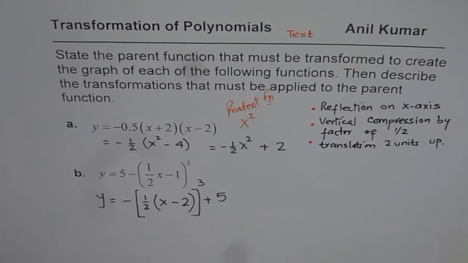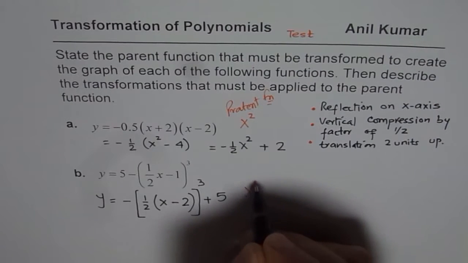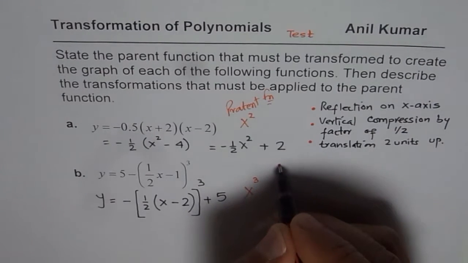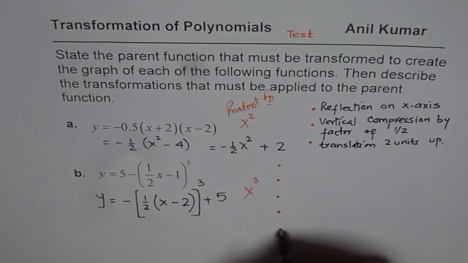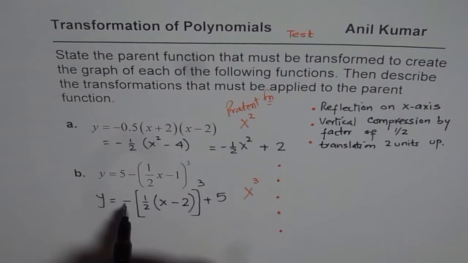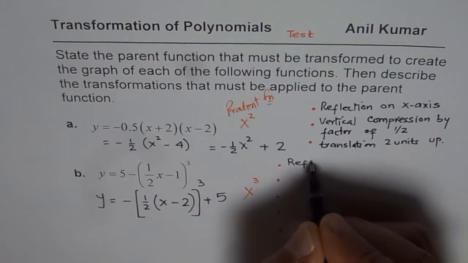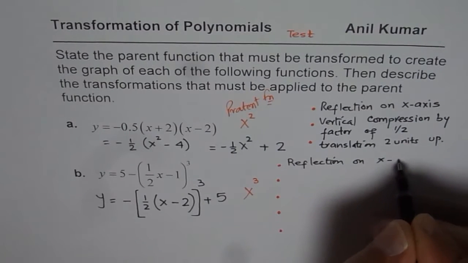Correct. So for this function, the parent function here is x cubed. So let me write down x cubed here as your parent function. And now we can describe these transformations. So a couple of transformations here. Let's begin from the leftmost, which is negative here. That means reflection on the x-axis.